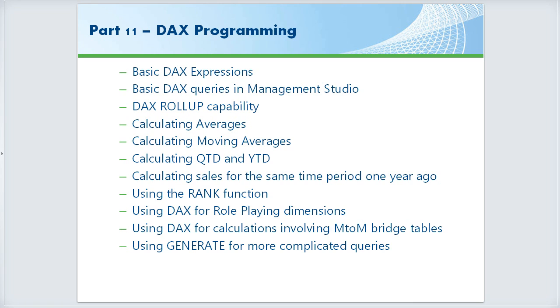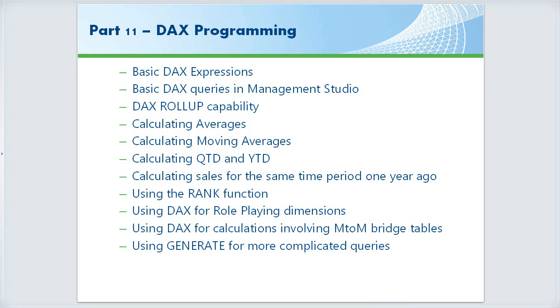Going to look at how we can provide some chronological aspect to our result sets by using things like quarter to date and year to date, and also doing things like getting sales for the same time period a year ago. Whether you're looking at a month or a quarter, you may want to see what your sales were one year ago at that time. So we'll see how we can do that.